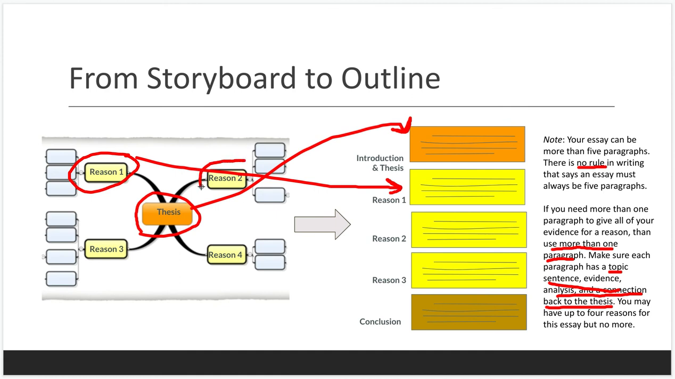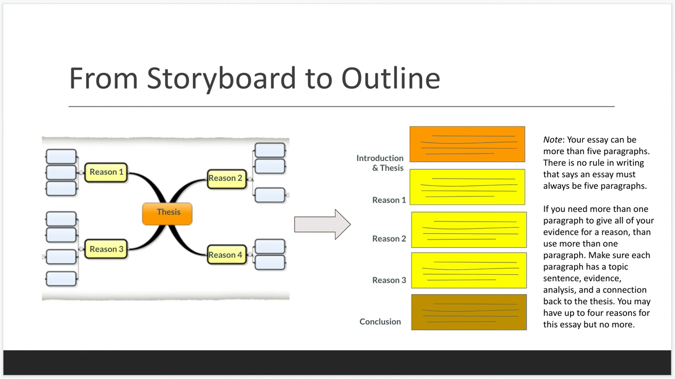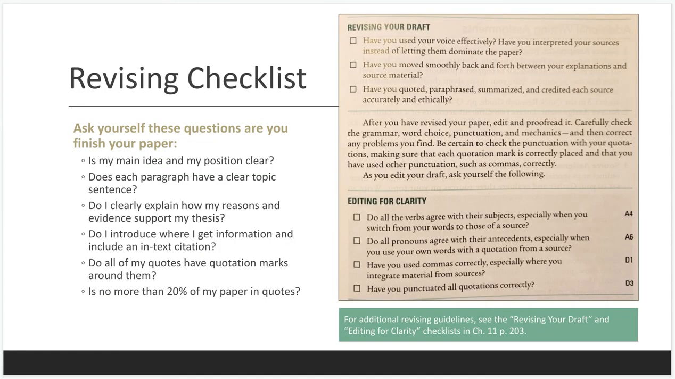So you just keep doing this. You keep going through for each of your reasons and putting those in the body of your paragraph. And I just recommend organizing those reasons in the way that makes the most sense, either from simplest to complex or by chronology, or whatever makes the most sense to you. So once you then have your draft, it's time to revise. There's an excellent checklist in chapter 11 on page 203. It's at the end of the supporting your position with sources chapter.